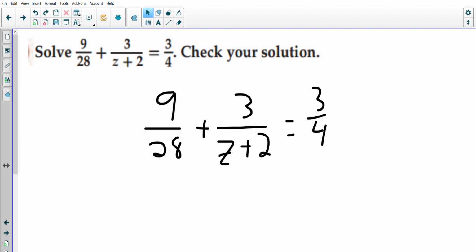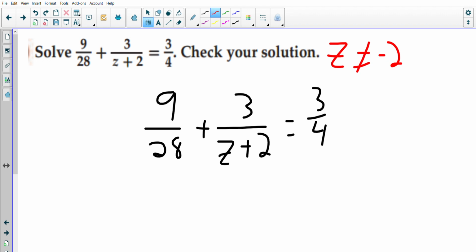So now, when we deal with rational equations, we want to make sure we try to get rid of our denominator. But first, we need to establish that z cannot equal -2, because that would make the denominator 0, and we can't have it. So we just got to establish that. So what we want to do is find the least common denominator, and through all our practice, we can find that the least common denominator is 28 times z plus 2.